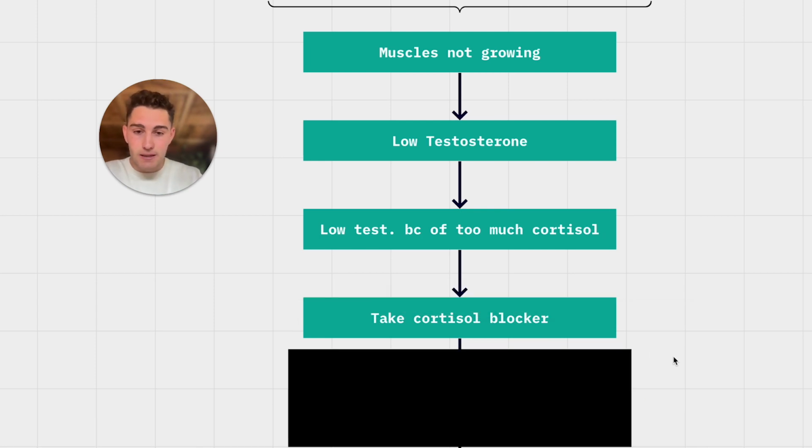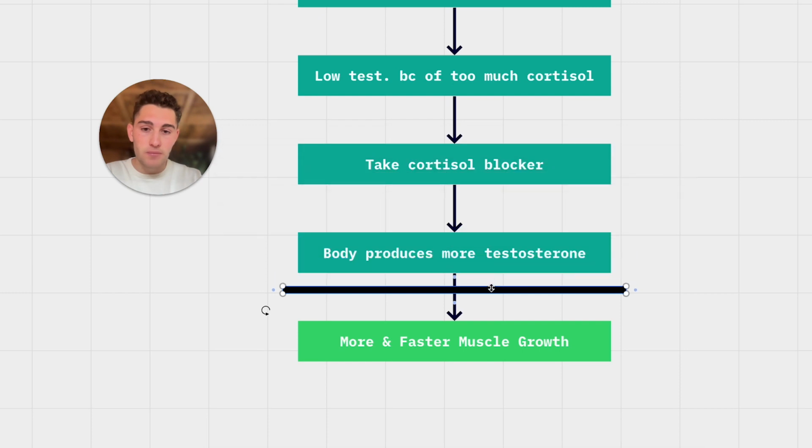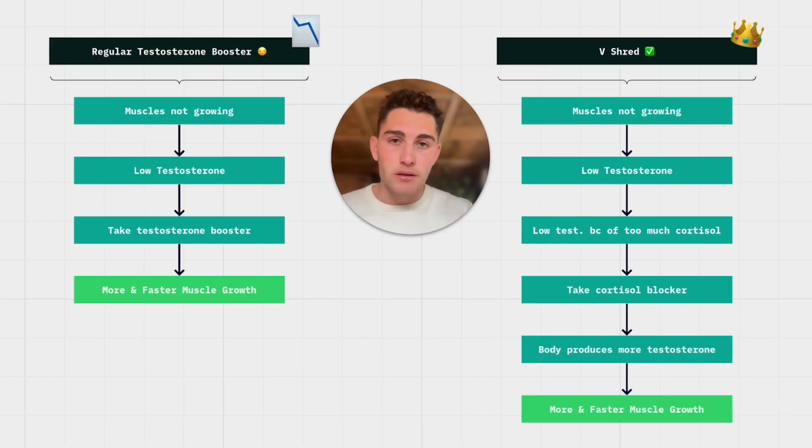Now V-Shred said, take our cortisol blocker, you will block your cortisol, and your body will naturally increase your testosterone production. And again, we have it right here. Your body produces more testosterone because you block the cortisol, and you will finally grow your muscles more and faster. Now let's take a moment and reflect on what has happened here.